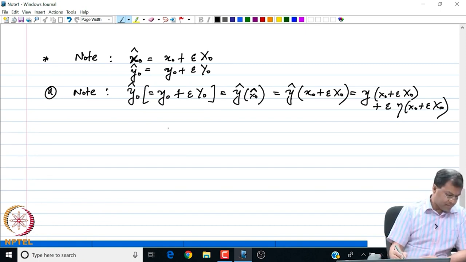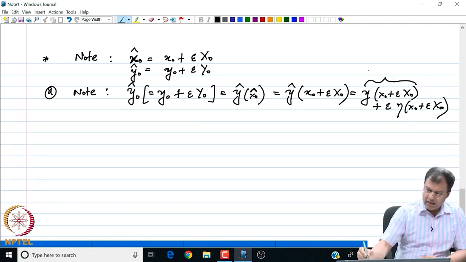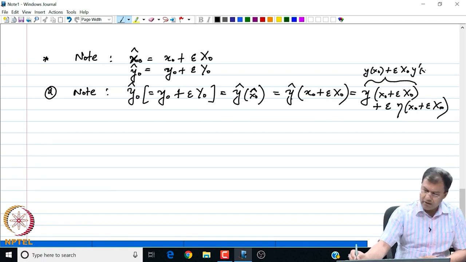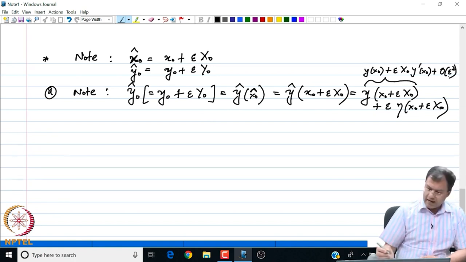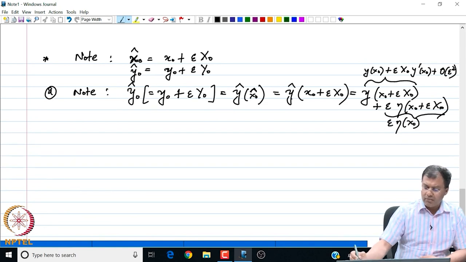So, now, what have we got? So, notice that this particular quantity is nothing but y of x naught plus epsilon times capital X naught times y prime of x naught plus order epsilon square. So, I have used Taylor series, right. And notice that up to order epsilon terms, we already have an epsilon which is multiplied to eta. So, up to order epsilon term, this quantity is eta of x naught, right, plus order epsilon square, right.